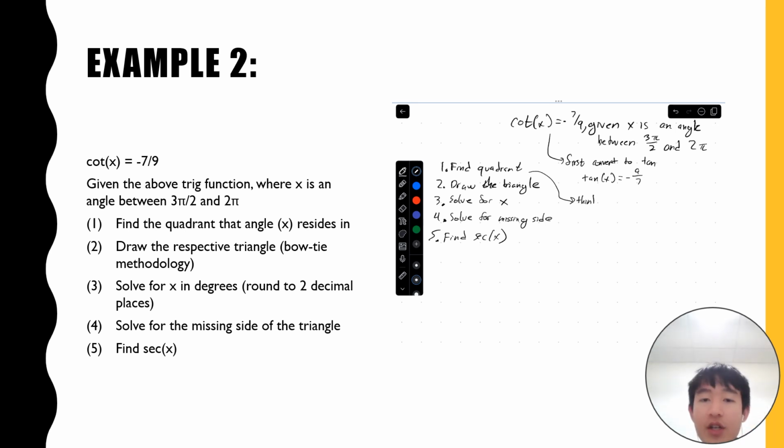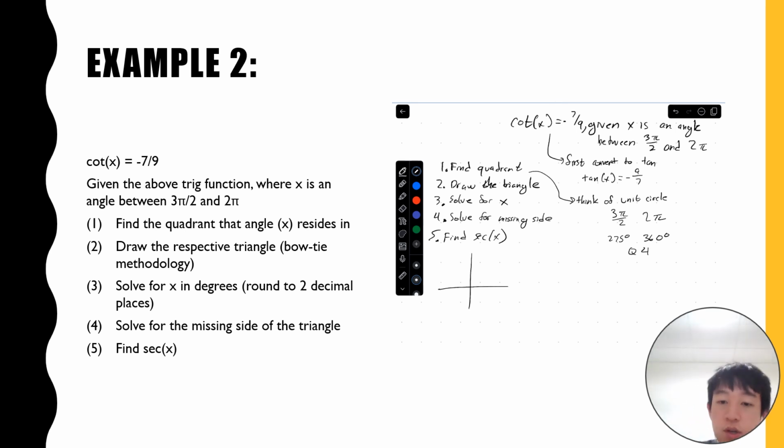Our first condition is to find the quadrant again. So just like previous problems, we're just going to think of the unit circle, or we can directly convert from radians to degrees. So in this case, our boundary is from 3 pi over 2 and 2 pi, which is equal to 270 degrees and 360 degrees respectively, and that will give us our quadrant of quadrant 4. Next, we would want to visualize our triangle. So this triangle is going to be in quadrant 4 using the bow tie methodology. That's labeled in blue. Our angle is going to be labeled in red, our x.